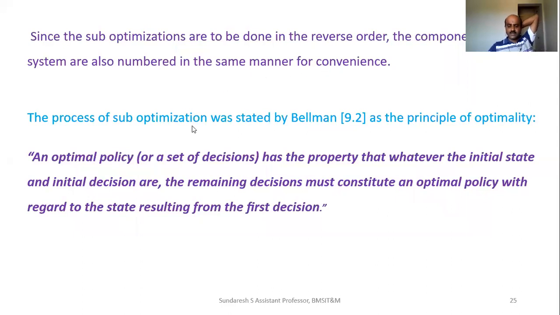Okay, so let us stop with defining the statement of the principle of optimality. The process of sub-optimization was stated by Bellman as the principle of optimality. What does it state? An optimal policy has the property that whatever the initial state and initial decisions are, the remaining decisions must constitute an optimal policy with regard to the state resulting from the first decision. This is the statement of the principle of optimality. I will discuss these things in more detail in the next class.